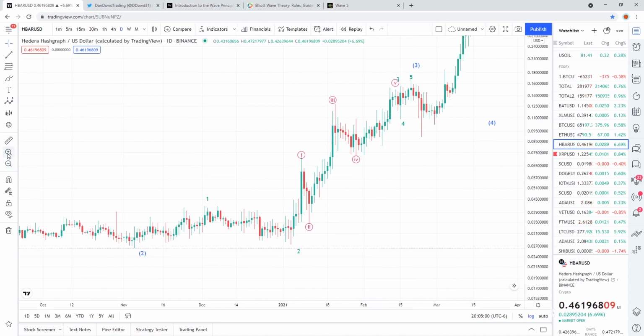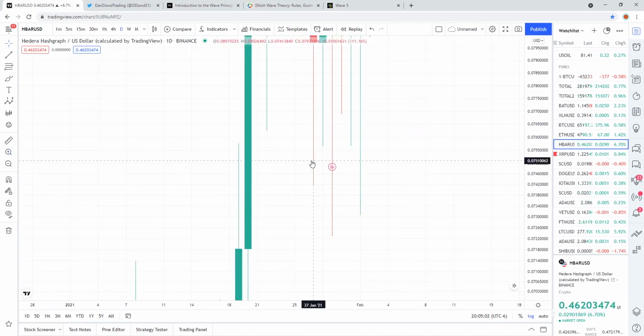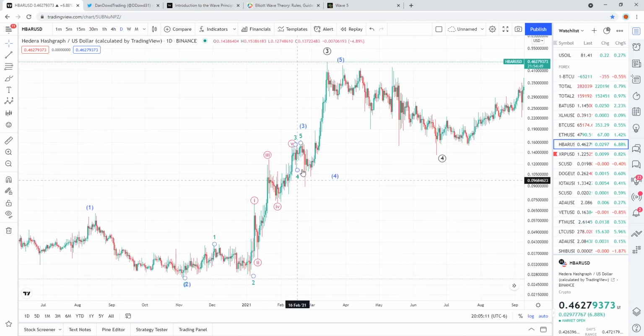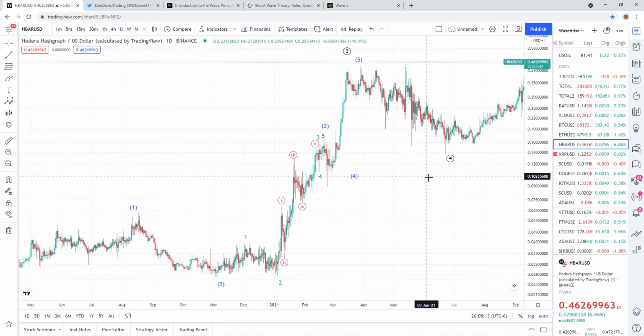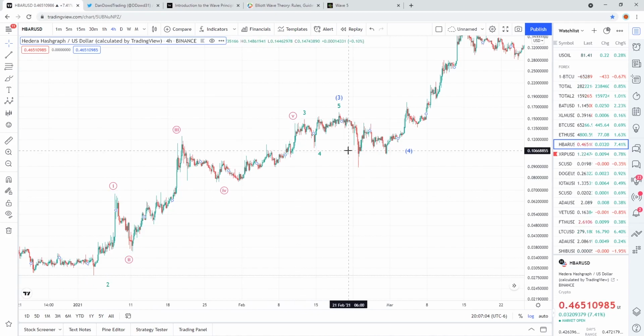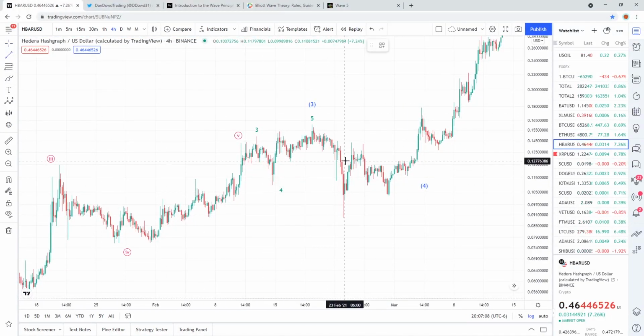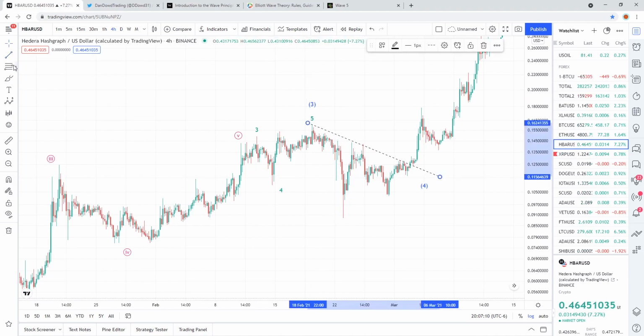And you may think that wave 1 and 4 overlap right here, but they do not. It's very close. So this subdivides as a very nice third extended wave. After the extended third wave came in for Hbar, it took correction as a triangle for wave 4. And this subdivided very nicely.